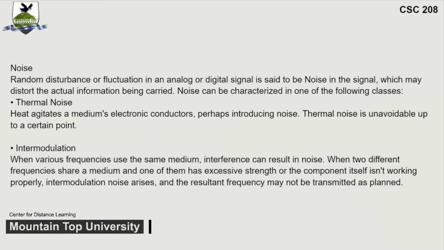Noise. Random disturbance or fluctuation in an analog or digital signal is said to be noise in the signal, which may distort the actual information being carried. Noise can be characterized in one of the following classes. Thermal noise. Heat agitates a medium's electronic conductors, perhaps introducing noise. Thermal noise is unavoidable up to a certain point.